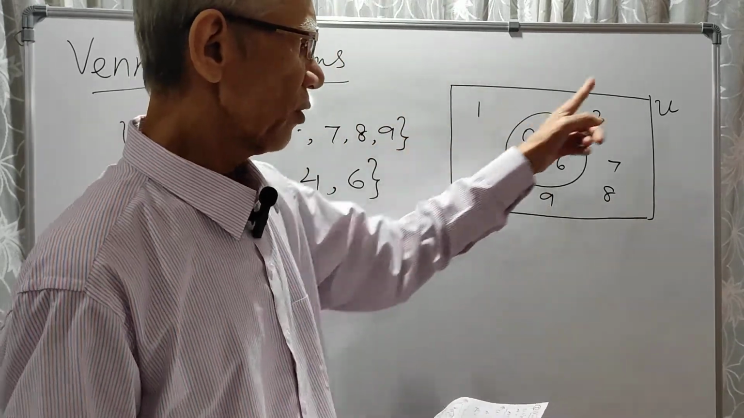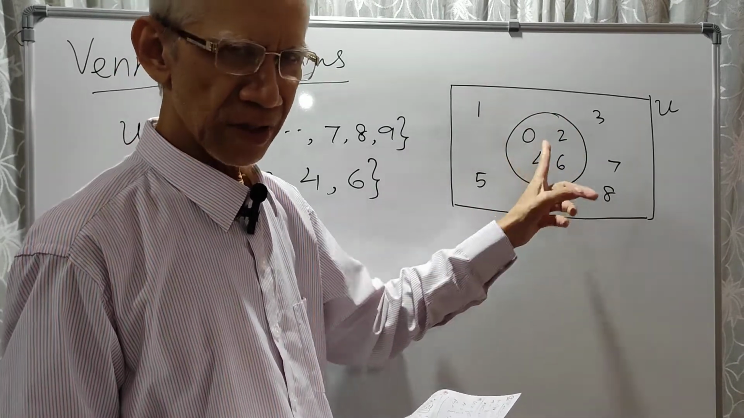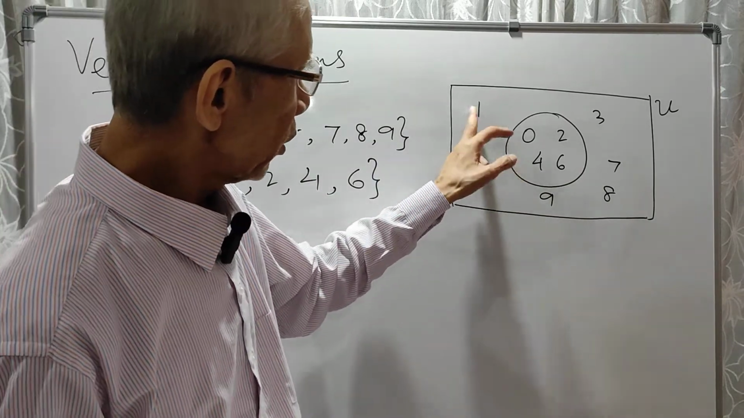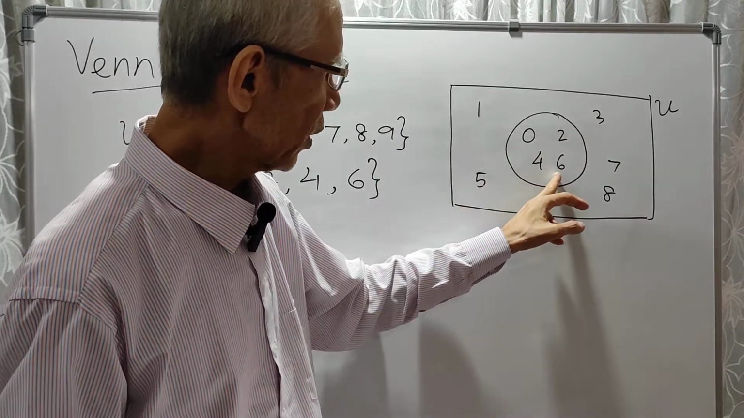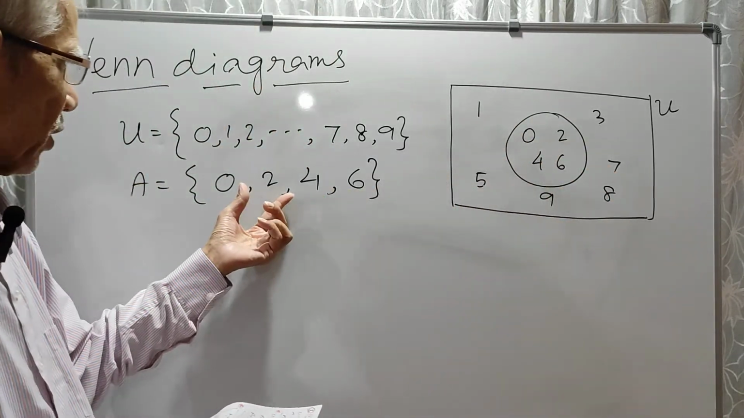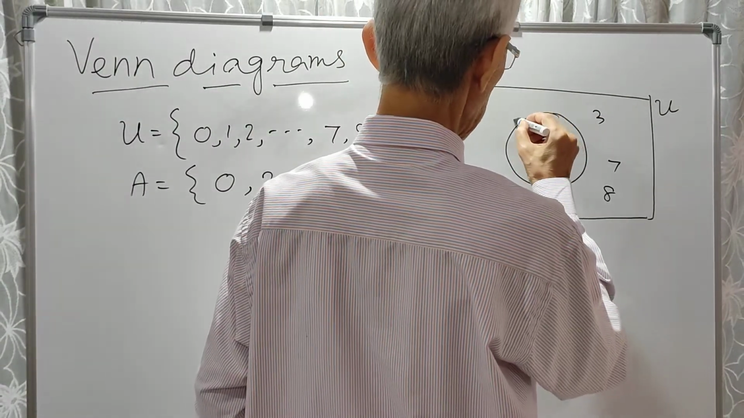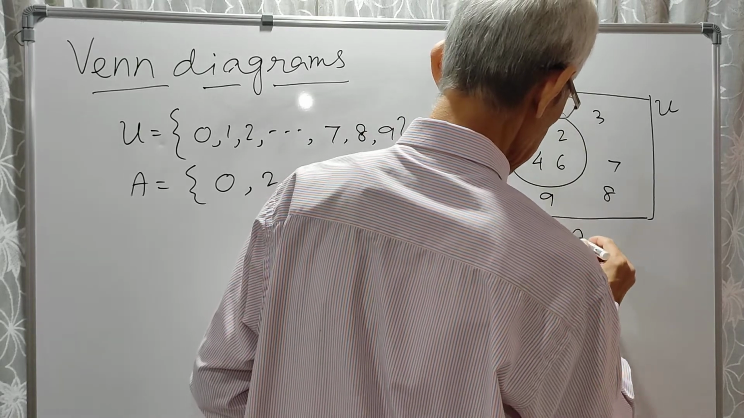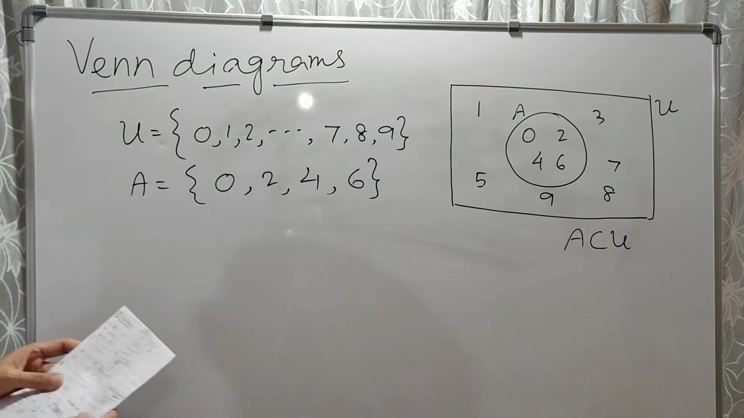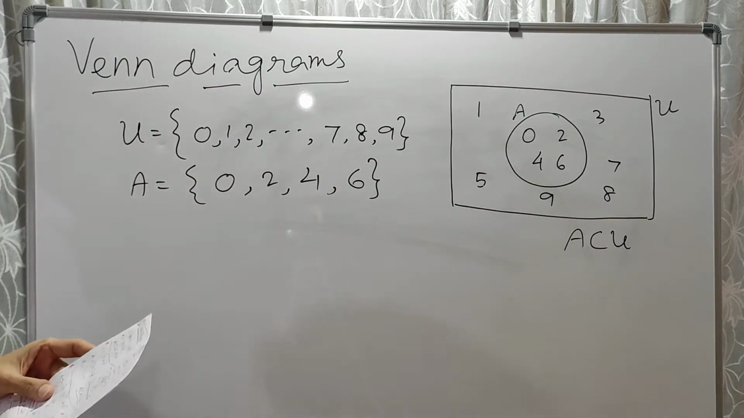All right. So first of all, you draw the universal set rectangle, and inside that, circle 1, circle 2, circle 3, as many as there are subsets. So all these 10 digits are there, and these 4 digits are inside the set A. This is U, this is A. Obviously A is a subset of U. All right, so this is the way to draw a Venn diagram. Okay.